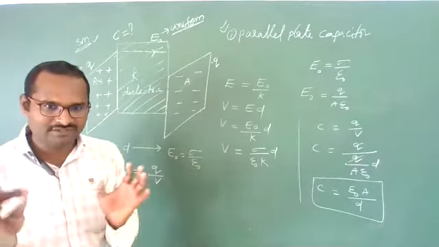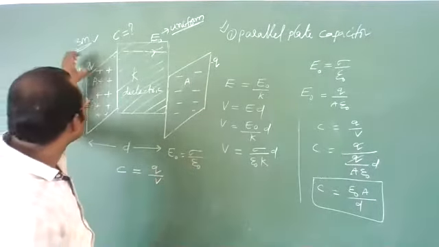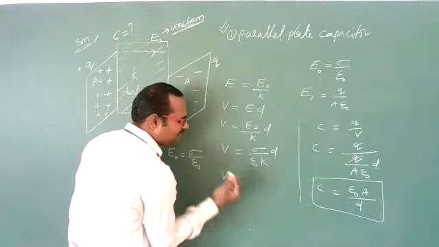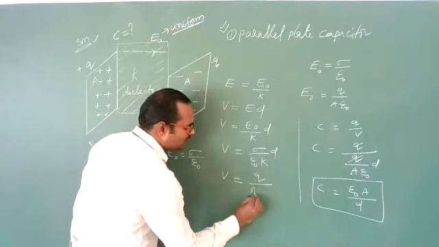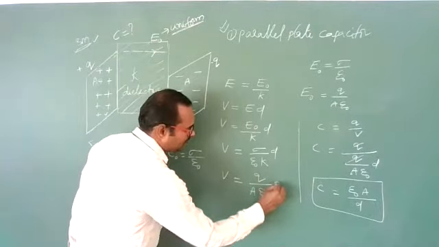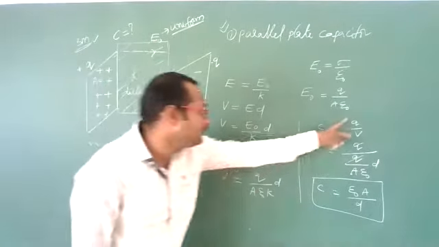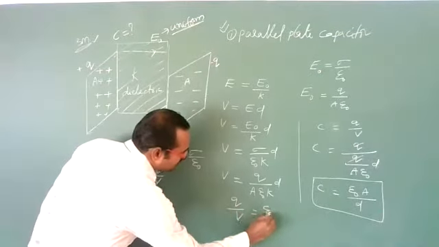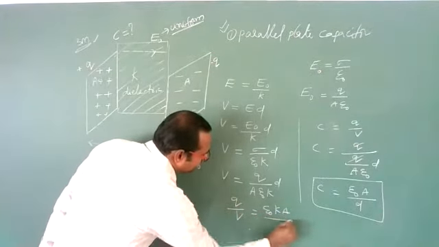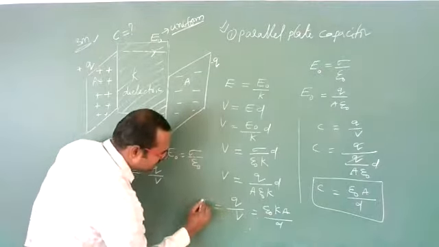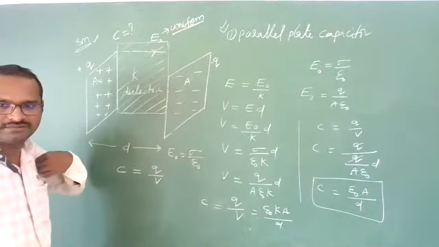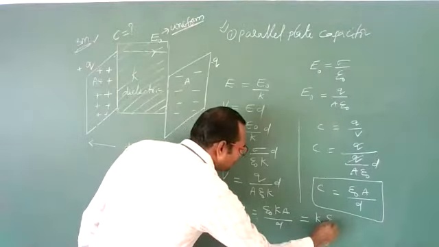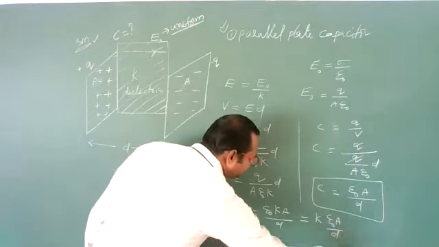E naught is the electric field between the two plates, that is sigma by epsilon naught, the surface charge density divided by epsilon naught. So V can be written as, sigma means what again? Q by A. So V is Q by A epsilon naught K into D. Now write in this format, Q by V. Q by V will become epsilon naught K A by D. This Q by V is nothing but C, capacitance. Means it can be written as K times epsilon naught A by D.